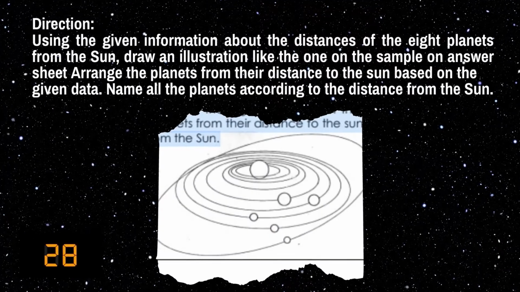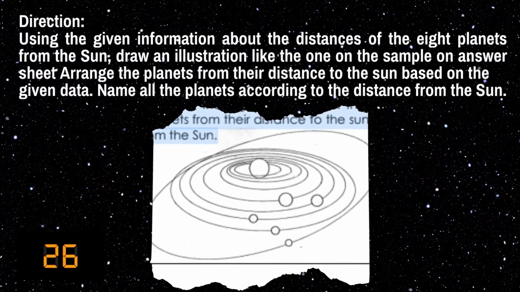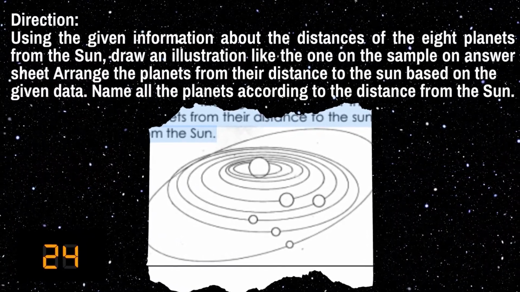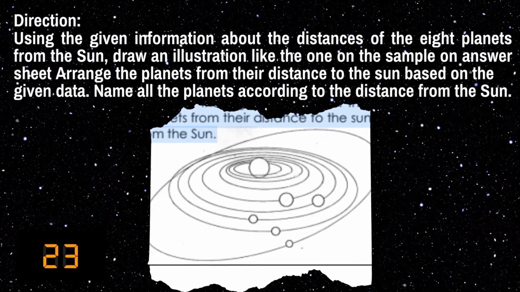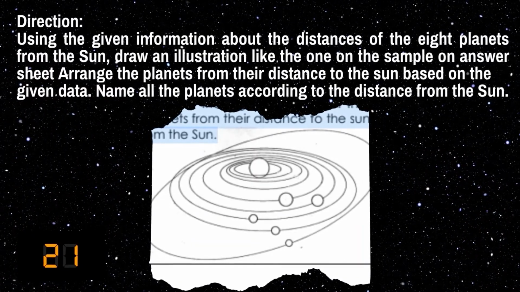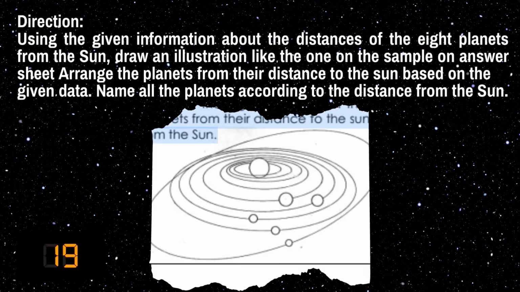All right. For our learning task 1, here is our direction. Using the given information about the distances of the 8 planets from the sun, draw an illustration like the one below on your answer sheet. Arrange the planets from their distance to the sun based on the given data. Name all the planets according to the distance from the sun. I'll be giving you enough time to do this. Take your time, kids.